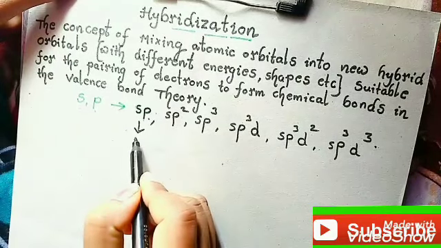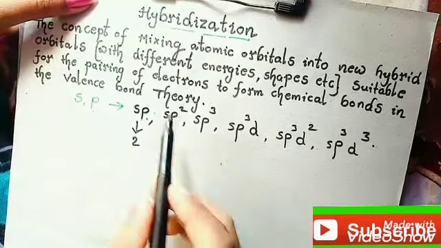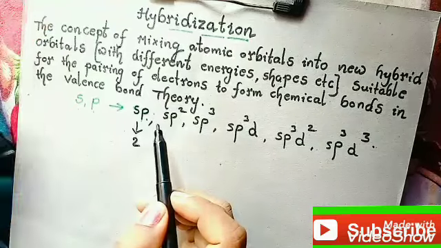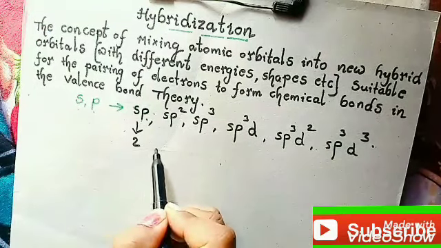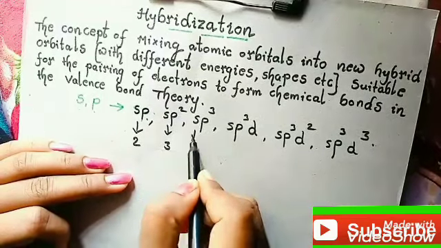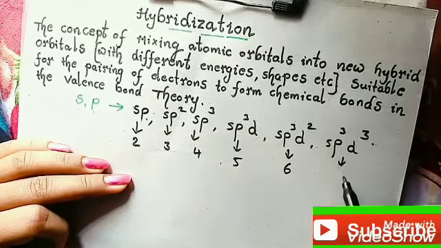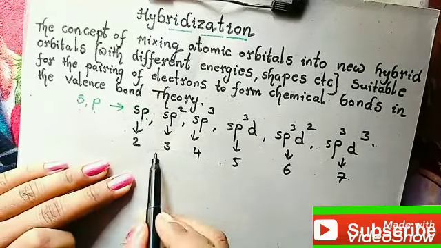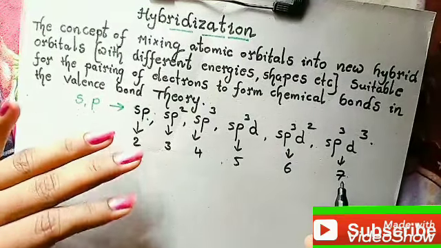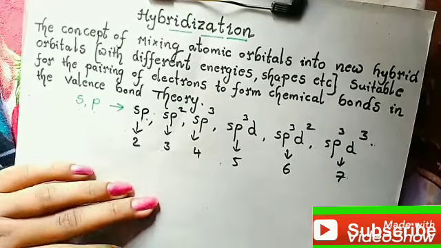Then here two hybrid orbitals can be formed. Why? Because one is the s orbital, then second one is the p orbital, so that two hybrid orbitals can be formed. Here see students, 2, 3, 4, 5, 6 and 7. So this is the number of the final formed hybrid orbitals. So students, let's get into the class.